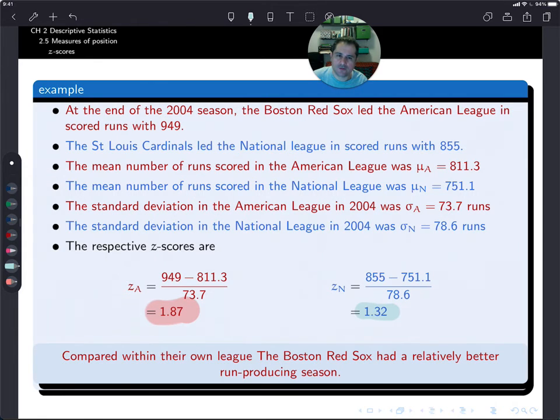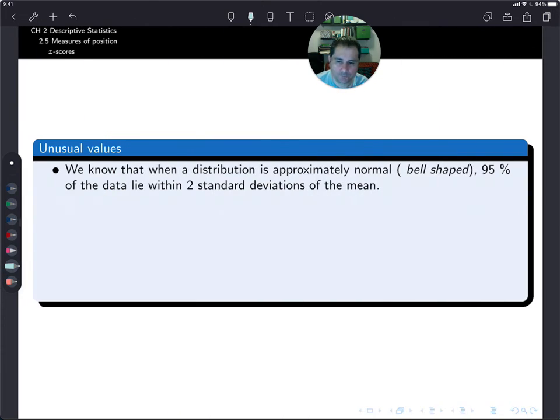So comparing z-scores gives you a little more context to compare apples to apples, or at least among teams in the same league with the same rules. You're saying, okay, this was 1.87 above the mean, the other one was only 1.32, so the Red Sox do stand out. So you go to z-scores when you want to make this kind of comparison.